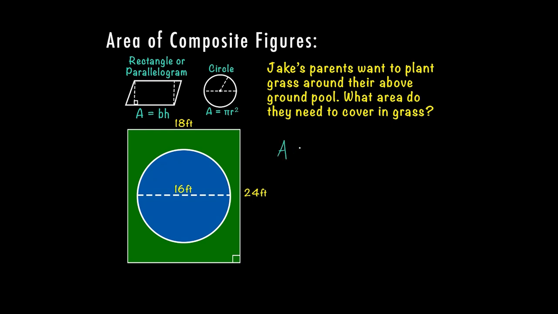We want to start with the area of the rectangle, which is base times height. And I can clearly see the rectangle is labeled on the outside, so we have 18 times 24. So for this first problem, we're going to have to do a little bit of math. So I'm going to do 24 times 18. So the area of the rectangle is 432.